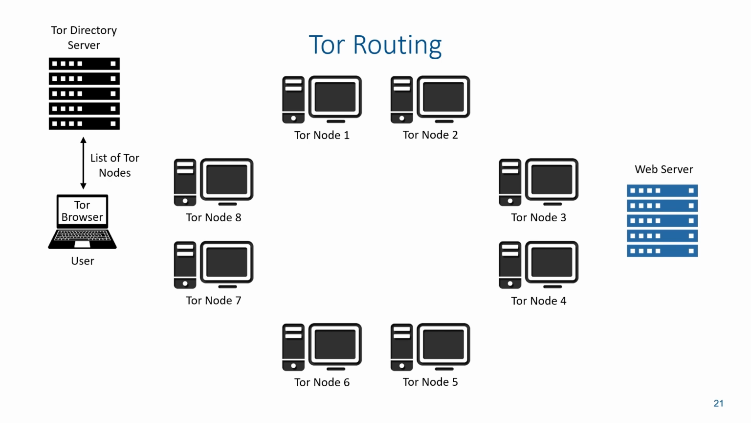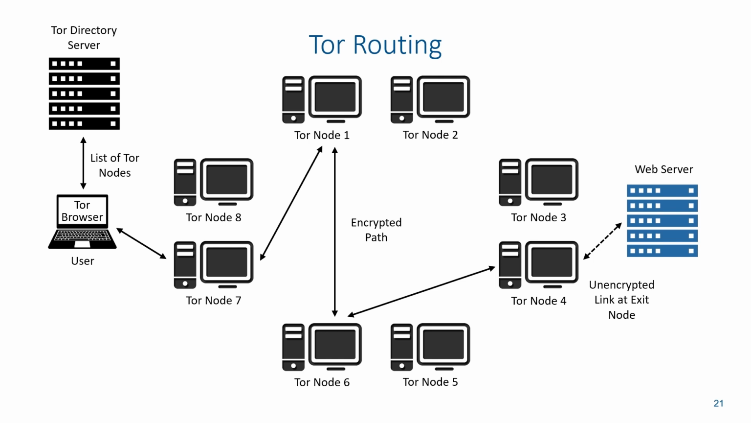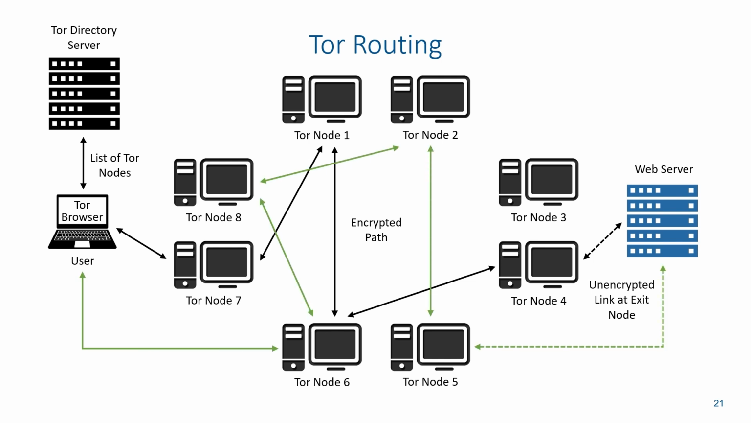And then when I want to communicate with the server, I will communicate through an encrypted path through various Tor nodes. And finally, at the exit node, it's going to have the unencrypted link. I could then go through a different path for another communication. Now, when you sign up for Tor routing, you can choose to add your node as a list of Tor nodes that other people can communicate through.